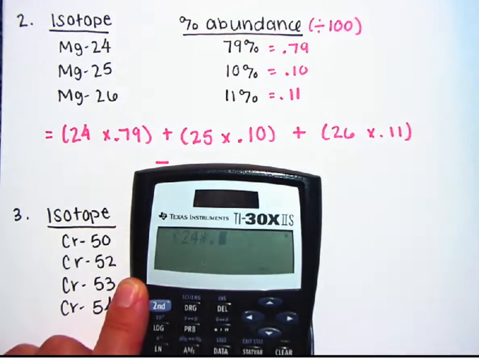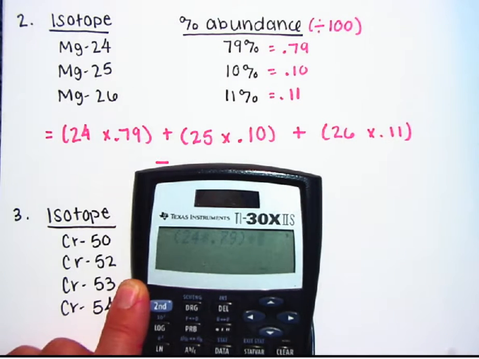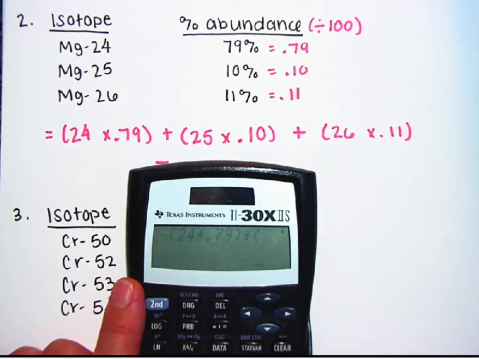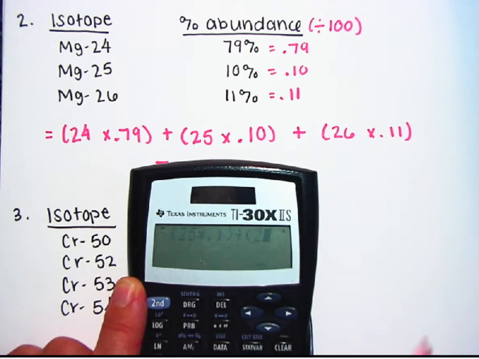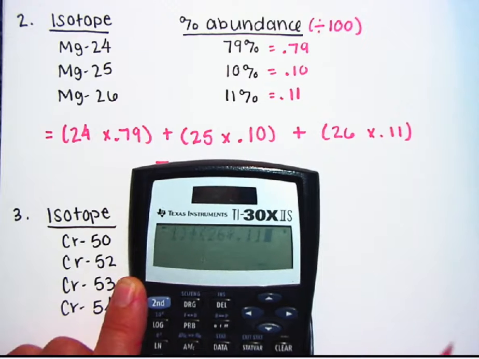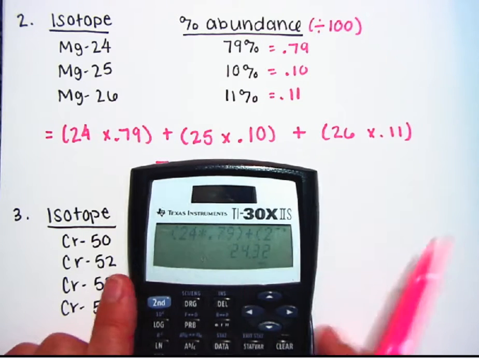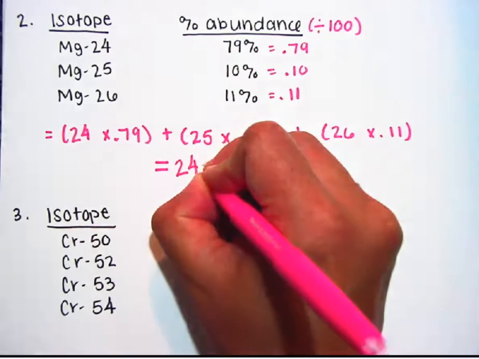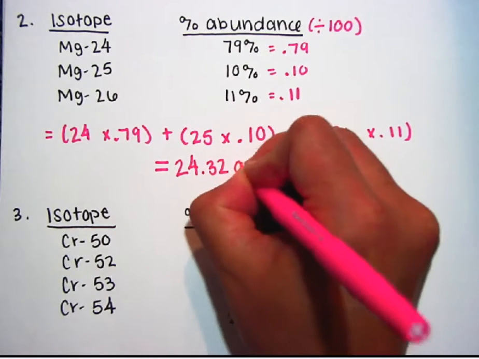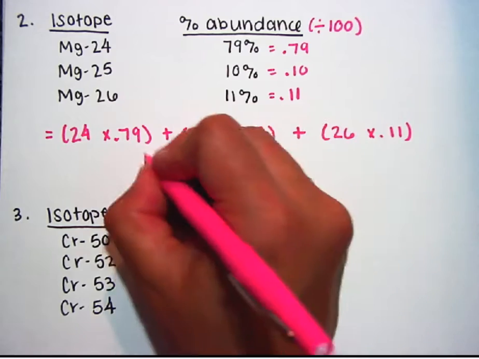24 times 0.79 plus 25 times 0.1 plus 26 times 0.11, 24.32. Units AMU.